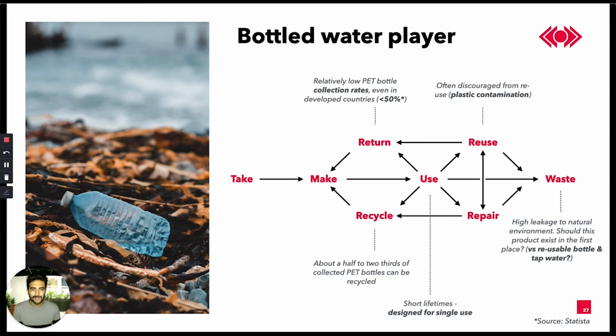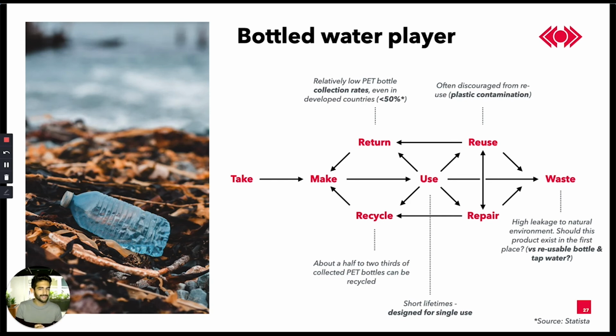This is a classical linear product which is made to be used once, in a kind of extreme case made using entirely virgin plastic sources, and ends up quite often in landfills and back into nature, where it does not degrade for many years and contaminates oceans. Even in countries with good recycling infrastructures, the return rates and the recycling rates are rather low. And of course, given the design of this product, reuse and repair are not intended, to discourage plastic contamination from second, third, fourth users using a disposable water bottle.